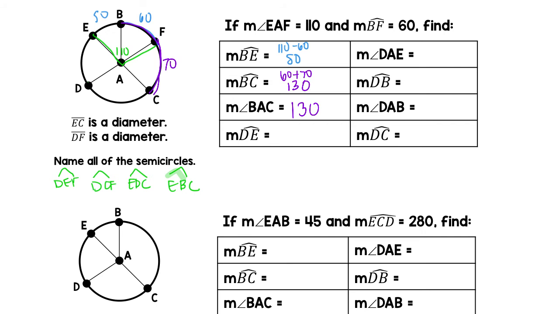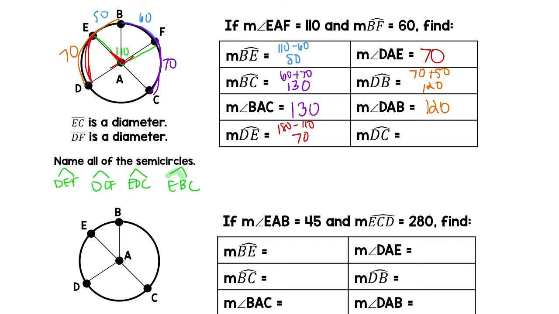Measure of arc DE, well, that's this here. If this guy's 110, this one here has to be 180 minus 110, or 70. The measure of angle DAE is thus the same thing, 70. Measure of arc DB, it's right here. If this one's 70 and EB is 50, we'll have 70 plus 50 is 120 for that arc. Angle DAB is the same thing, 120.